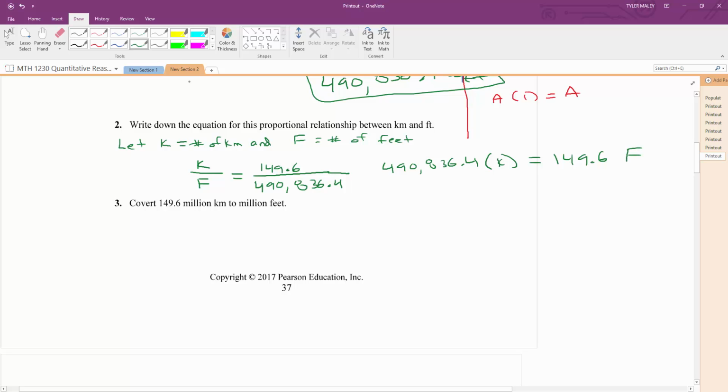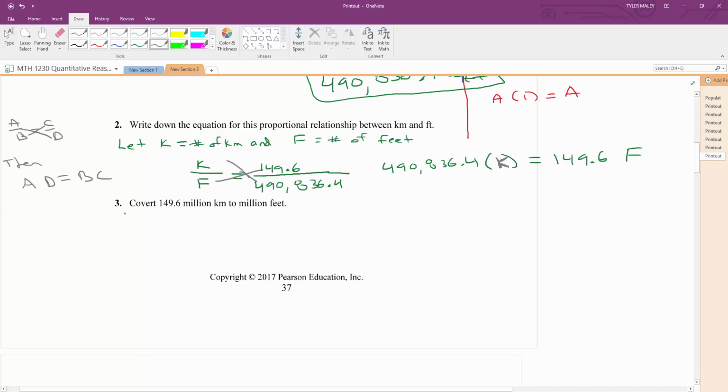times F, right? So we cross multiply. Make a big X, cross multiply, and that's what we get. So remember, with cross multiplication, if we have A over B equals C over D, then AD equals BC. We just cross multiply. And this is K.